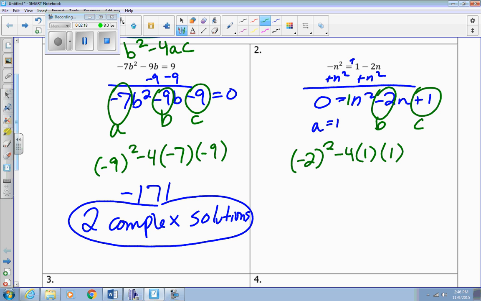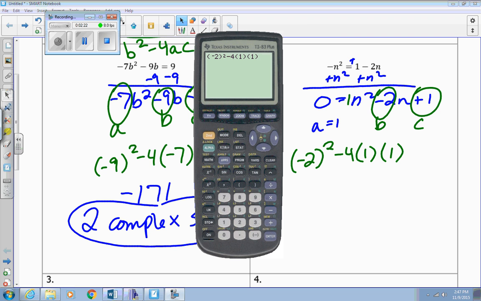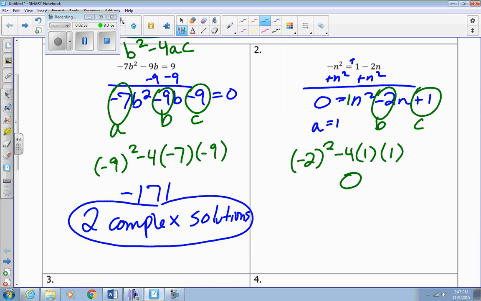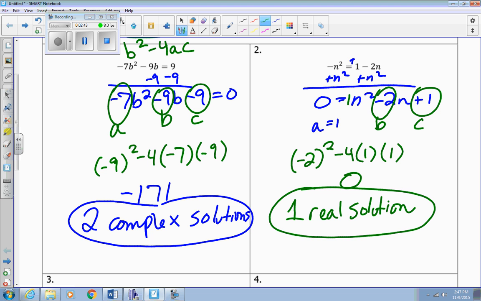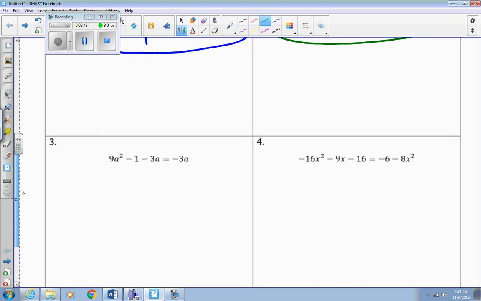Now put this into the calculator. Like so, put it in the calculator, hit enter. Always make sure to have parentheses around that a, or the b squared. This equals 0. Anytime you get 0, that means we have one real solution. So there's only one solution to this problem. And it's the answer I'm looking for. Moving on.